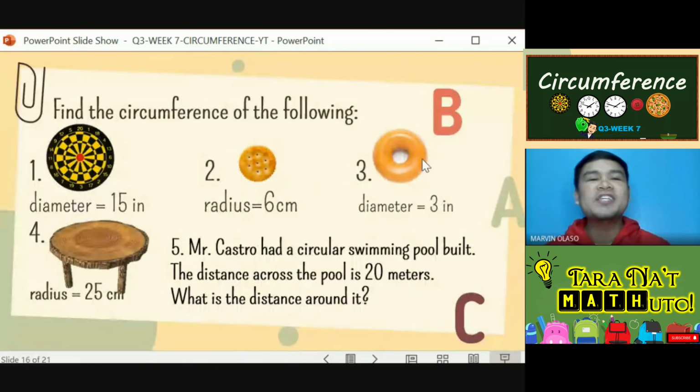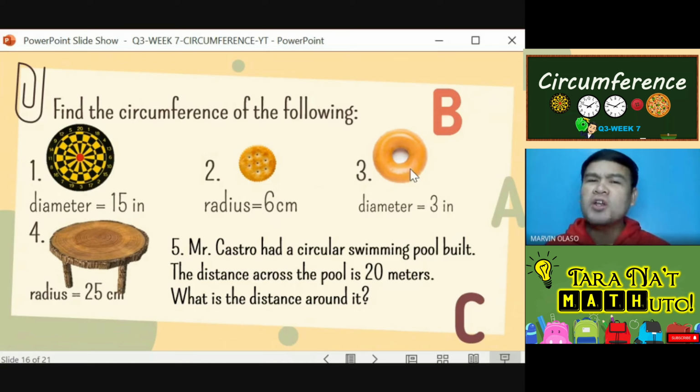Okay, you will just find the circumference of the following circular objects. For number 1, we have the dartboard. The diameter is 15 inches. What is the circumference? Number 2, what is the circumference of this biscuit with the radius 6 centimeters?